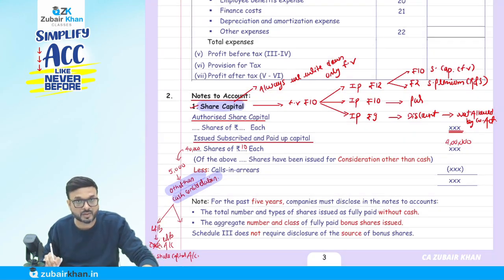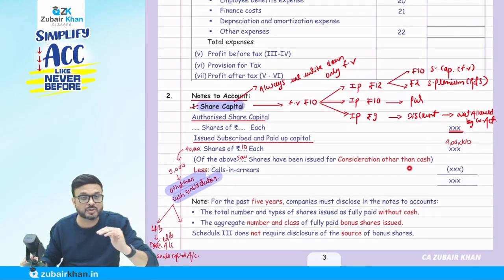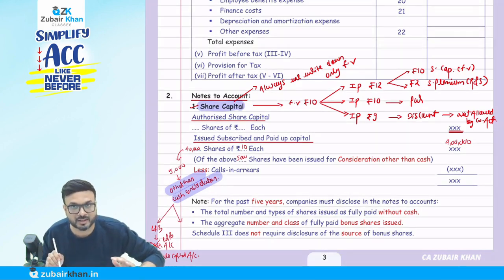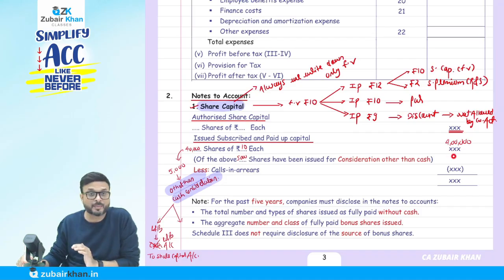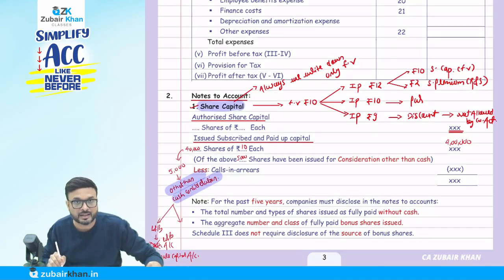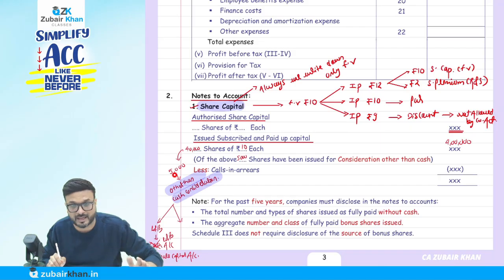It means out of these 40,000 shares in our example, 5,000 shares have been issued for consideration other than cash. We have to mention that we issued the 5,000 shares for consideration other than cash. You got the point? No need to write down the amount, which is already part of this 4 lakh rupees. Here we are mentioning it just for reference, so users of financial statements will know that these shares have been issued for consideration other than cash.